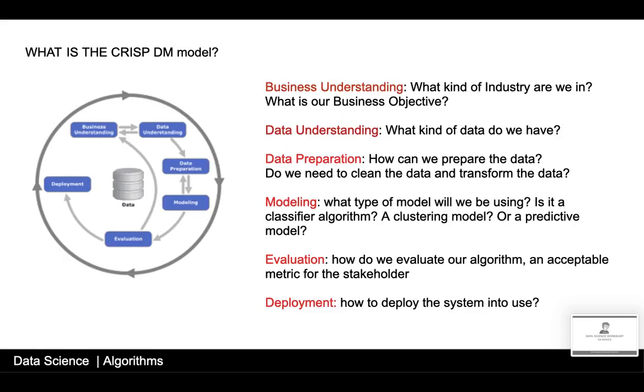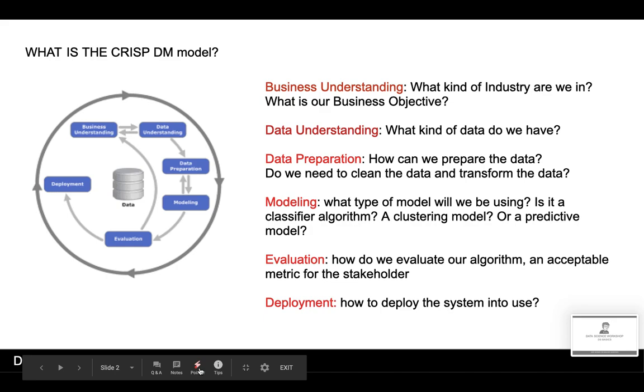So what is the CRISP-DM model? CRISP-DM is a cross-industry standard process for data mining, developed by IBM, DaimlerChrysler, and another company. It has six components that we will be discussing.